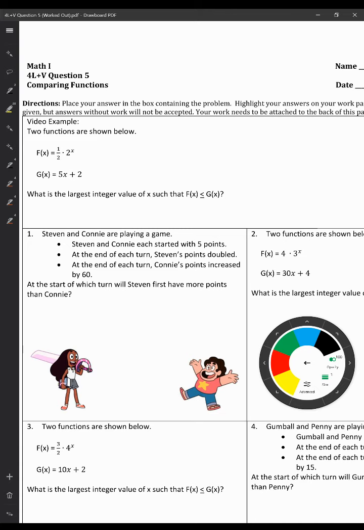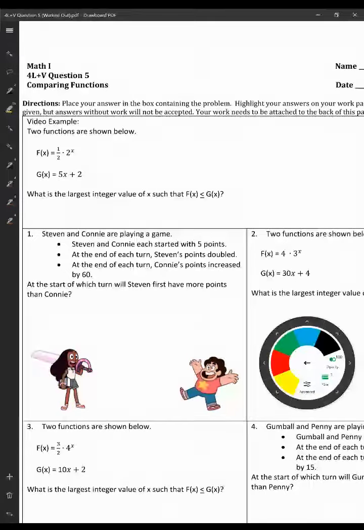So in this video example, we are told that we have the two functions as shown below. f of x equals 1/2 times 2 to the x, and g of x equals 5x plus 2. And we've got to find out what is the largest integer value of x such that f of x is less than or equal to g of x.